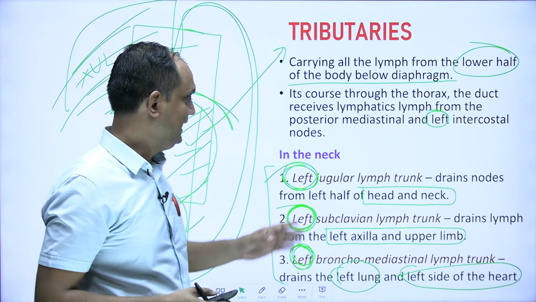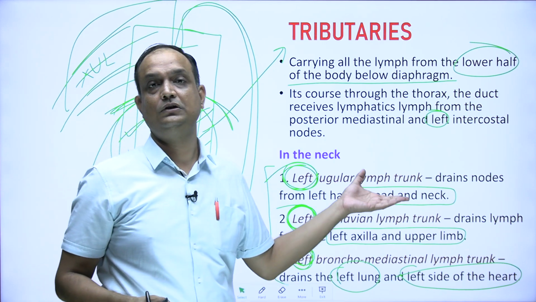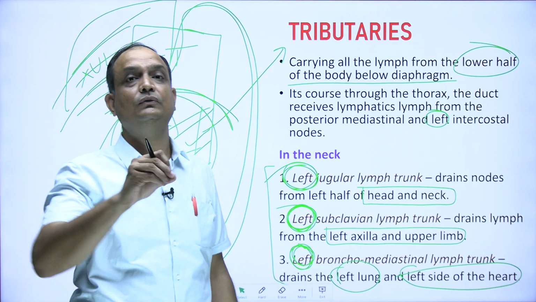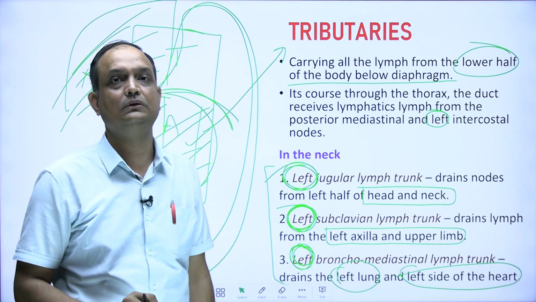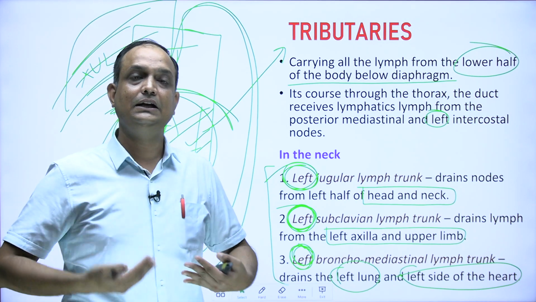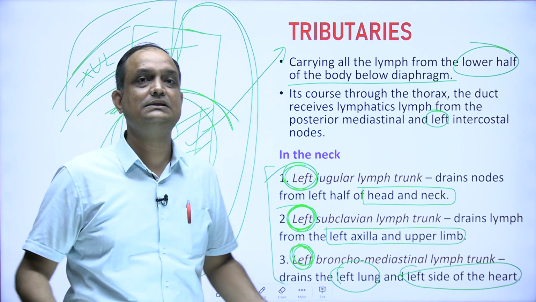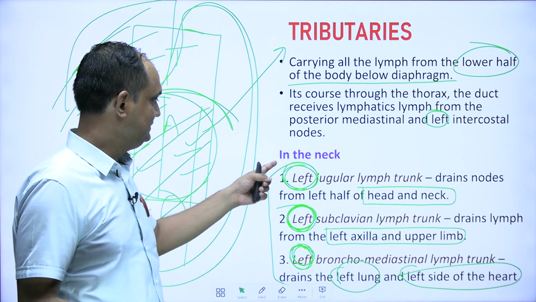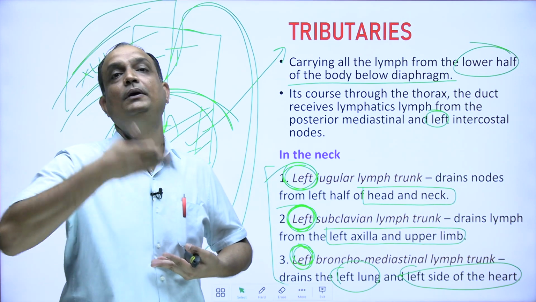Clear? So, sometimes you have a multiple choice question in your exam asking which of the following areas is not drained by the thoracic duct. So, you have to understand that below the diaphragm, either right or left, the whole part is drained by the thoracic duct. But this right and left confusion will come above the diaphragm.